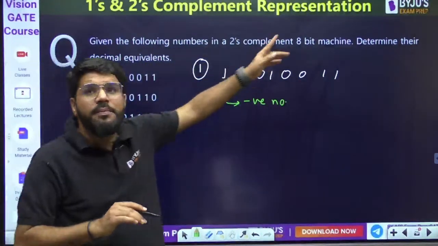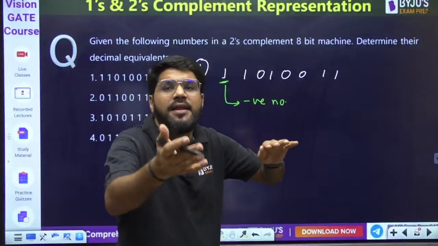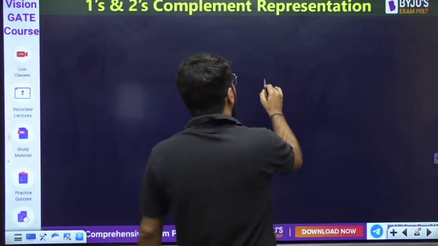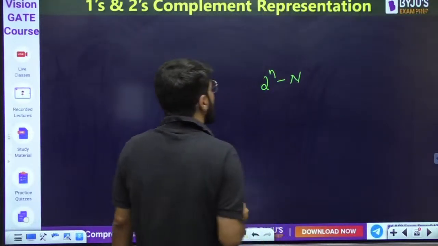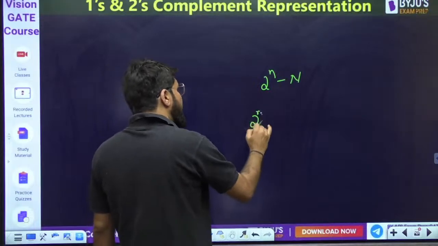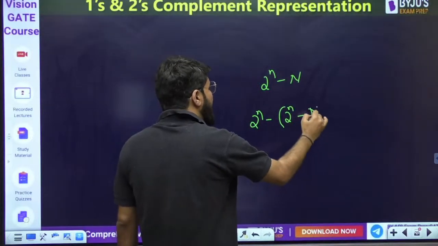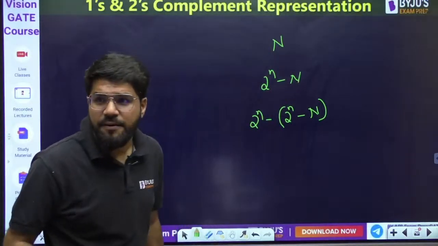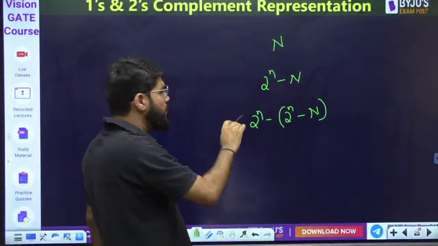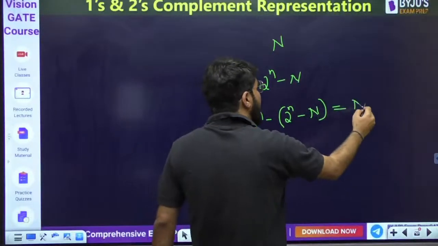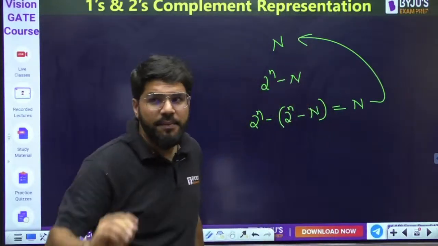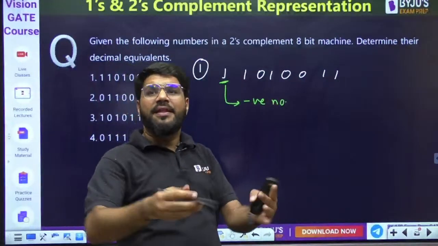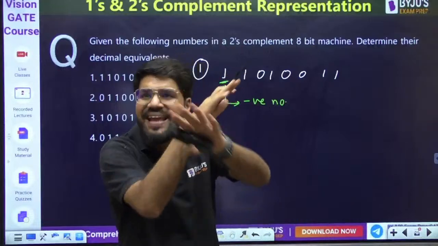So this is the 2's complement of some binary form. What is the original binary form? Complement will cancel. The 2's complement formula is 2 raised to n minus N. If you again take the 2's complement, 2 raised to n minus (2 raised to n minus N), you again get N, where N is the original number. That is why complement of complement cancels each other.